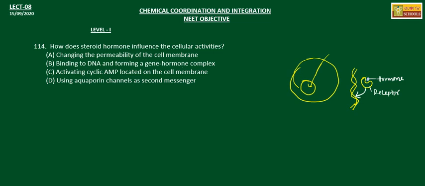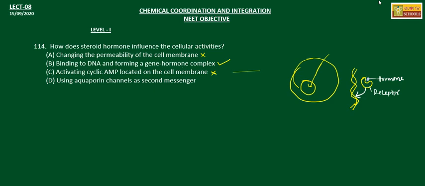So let's see here: changing the permeability of the cell membrane. No, that is not the answer. Binding to DNA and forming a gene hormone complex, yes. Then activating cyclic AMP located on the cell membrane. No, that is not the function of steroid hormones. The protein hormones will not have receptors inside the cell, they will have them on the cell membrane.